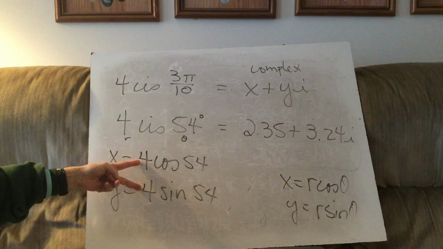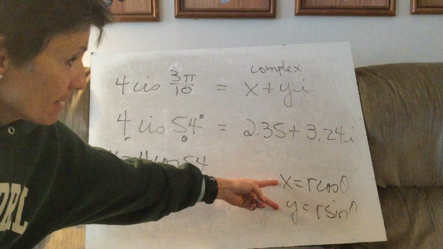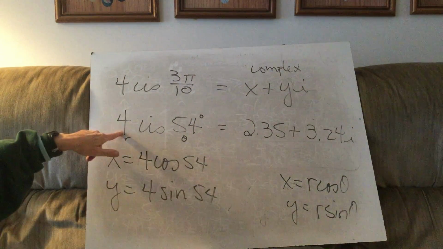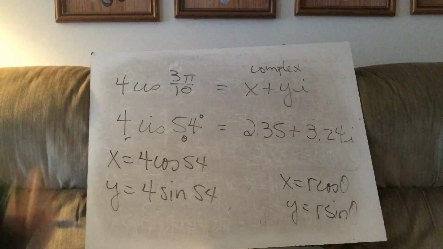So this is what I typed into my calculator because these are my formulas that I'm going to always have with me highlighted. R is 4, theta is 54. Type it in.